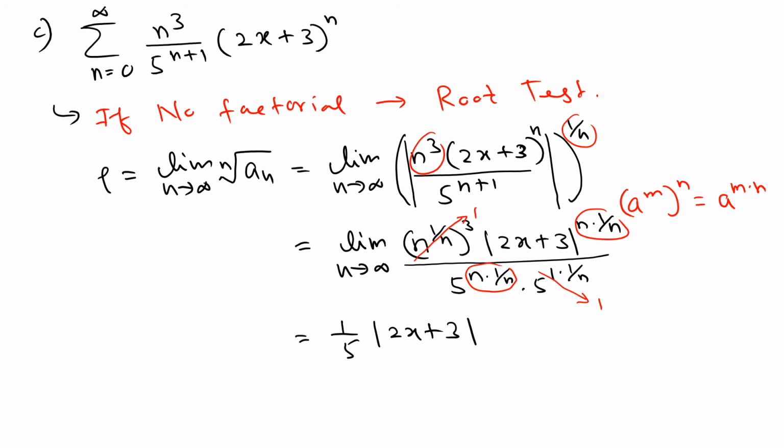Now we say by the root test, if this is less than 1, the series converges. So we can use that fact. That means we can write 1/5 times 2x plus 3 less than 1. Multiply both sides by 5, so you have 2x plus 3 less than 5. We are not done yet because there's a 2 in front, so we can divide the whole inequality by 2.